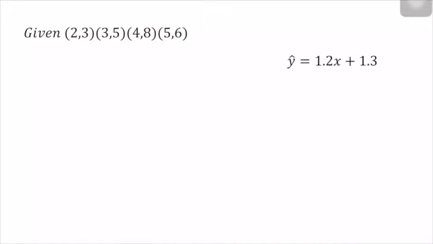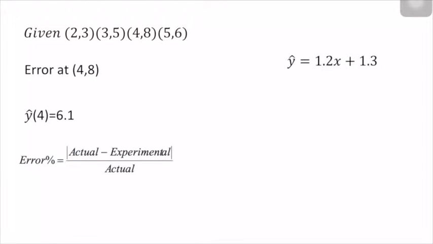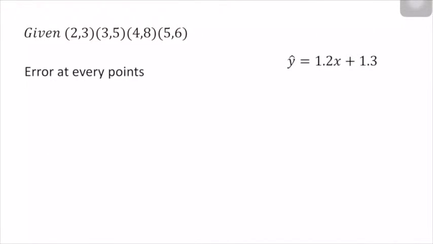Next, if we want to find the error at 0.48 for our best fitting line, we plug the 4 into our best fitting line and find the experimental y equals 6.1. And the error is the absolute value of the actual number minus the experimental number over the actual number. So the error percentage is 6.1 minus 8 over 8, which equals 23.75%.